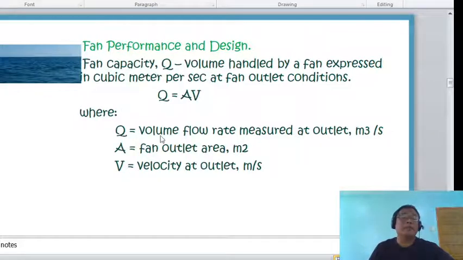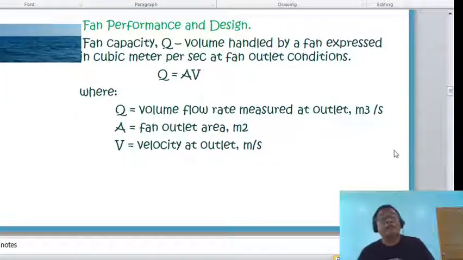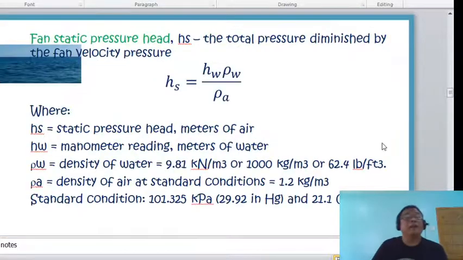So, that is the basic equation. Next, we have here the static pressure head. So, class, the head, of course, is only composed of two types. One is, of course, the static pressure head, which you can easily determine. So, static head is equal to the head of water. The head of water, class, can be obtained from the manometer reading.